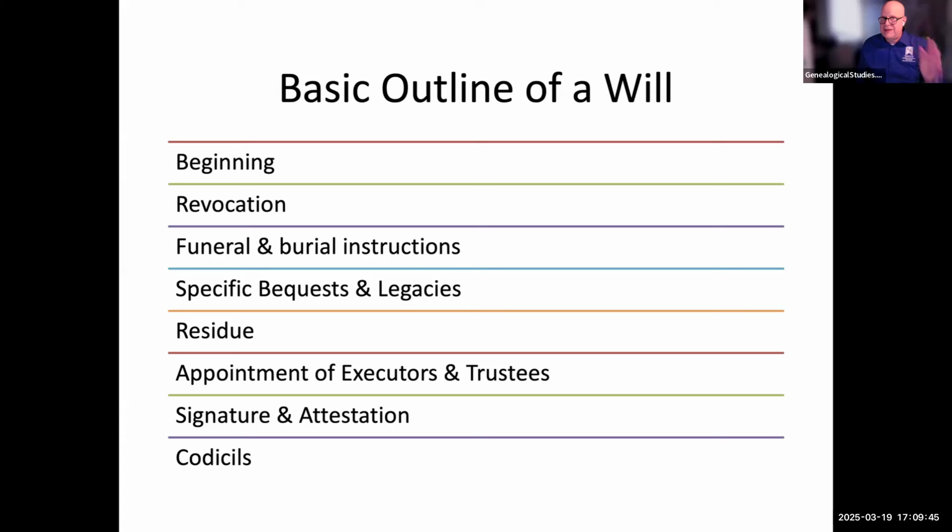If you look close to the bottom here, you'll see where I have a signature and attestation. Now, as I said, the signature's got to be at the bottom. And the attestation clause, that's the thing where the witnesses say, "Yes, we saw the testator sign the will." Now, why did I jump to the bottom? Because these things I have in the middle here, revocation, funeral and burial instructions, specific bequests, residue, appointment of executors and trustees, they don't have to be in that order. I've put them in this order because of the will that you're going to look at. It follows this order, but those can appear in any order, as long as they show up somewhere in the will.